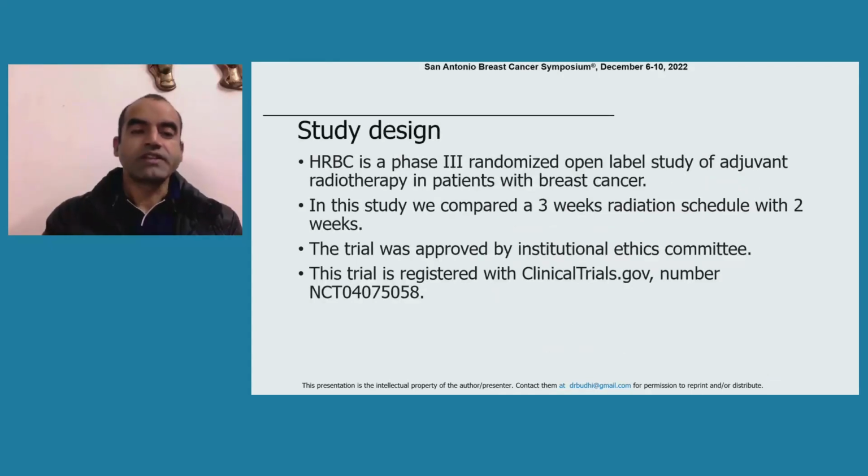The study design was hypofractionated radiotherapy in breast cancer, a phase 3 randomized open-label multi-centric study of adjuvant radiotherapy in patients with breast cancer. In this study, we compared a 3-week adjuvant radiotherapy schedule with a 2-week schedule. The trial was approved by the Institutional Ethics Committee, and this was also registered with clinicaltrial.gov.